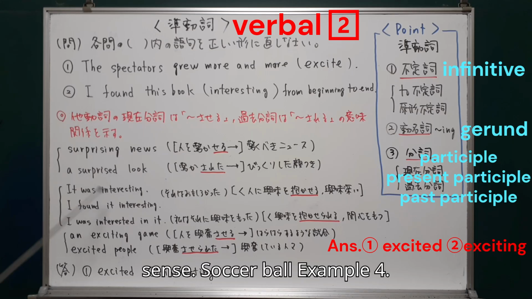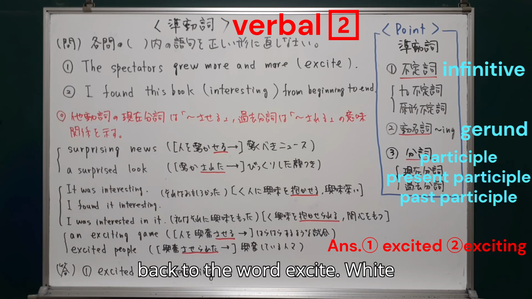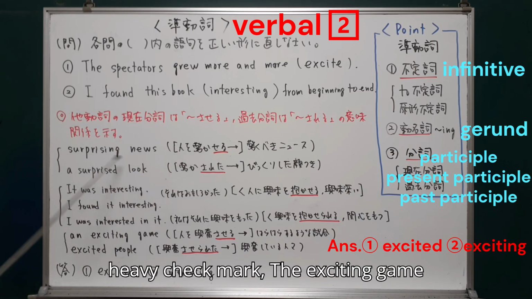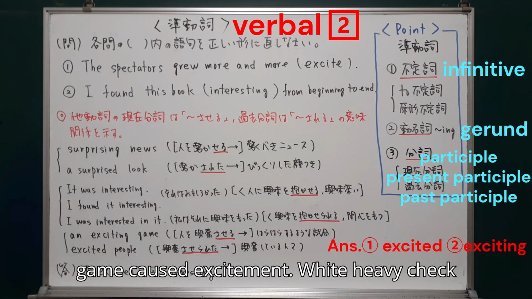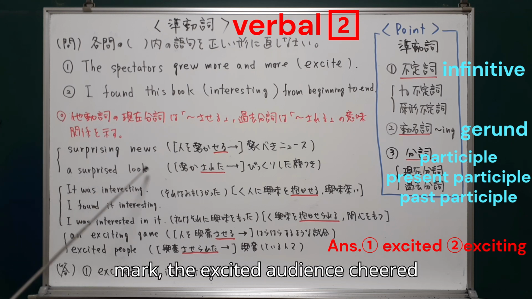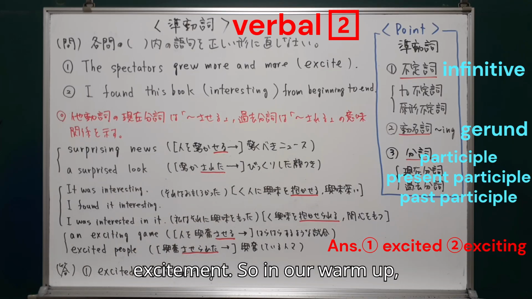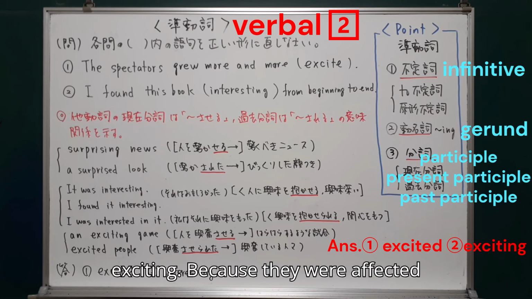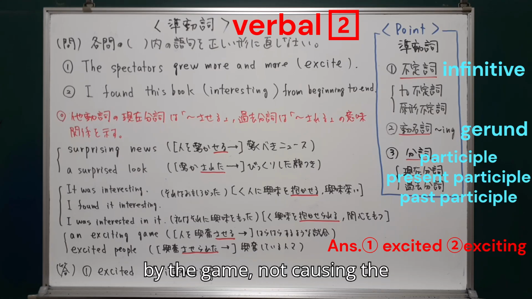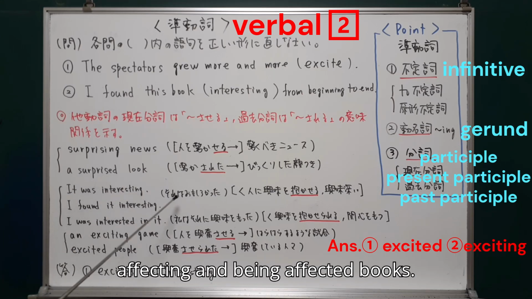Example 4. Exciting versus excited. Let's go back to the word excite. The exciting game thrilled the audience. That means the game caused excitement. The excited audience cheered loudly. That means the audience felt excitement. So in our warm-up, the spectators were excited, not exciting. Because they were affected by the game, not causing the excitement. That's the difference between affecting and being affected.